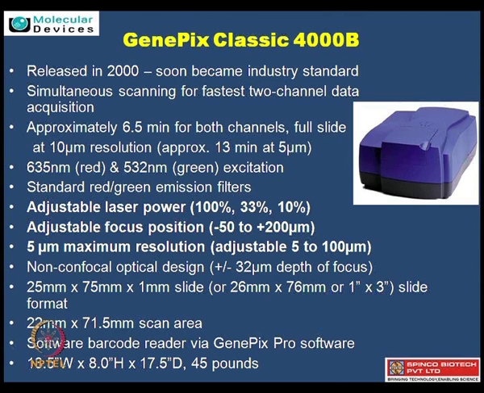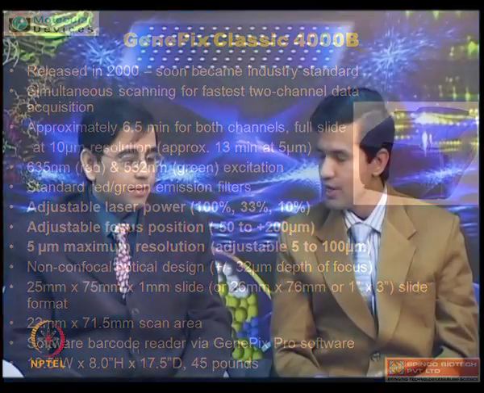Apart from that, it has two lasers, actually 635 and 532 nanometers, which is classically used for Cy3 and Cy5, and they're on compatible dyes. Right. So in view of this, we have standard green and standard red emission filters to accommodate all Cy3 and Cy5 applications. The laser power can also be adjusted in the form of 100% to 33% to 10%. So based on what application and what intensity you want, the laser power can be adjusted as well.